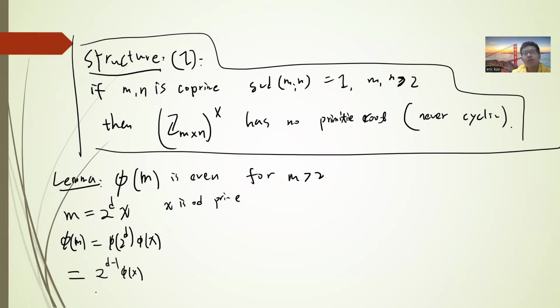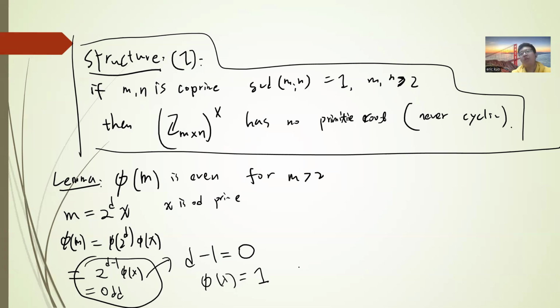In order for this to be odd, D minus 1 must be equal to 0, and also phi(X) needs to be 1, because for each odd number X greater than 1, phi(X) is already even by the multiplicative definition. So in this case, M must equal 2, because D can only be 1 and phi(X) must be 1, which means X is 1.